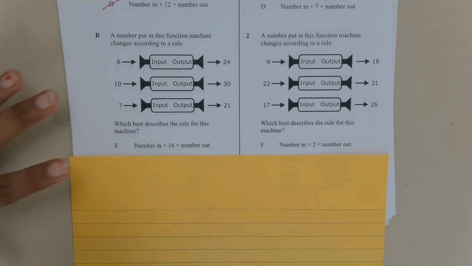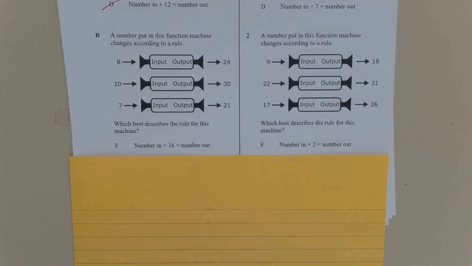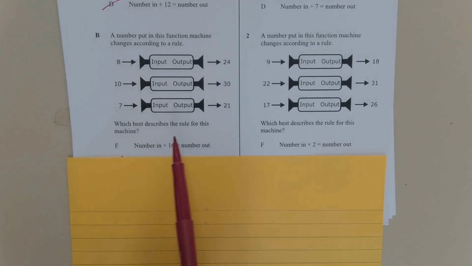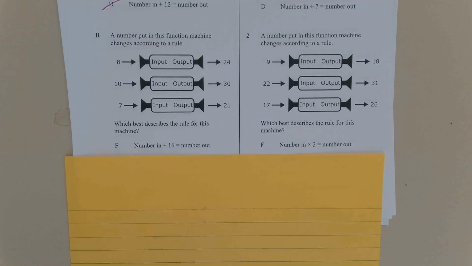So now I'm looking at letter B. It says a number put in this function machine changes according to a rule. Which best describes the rule for this machine? It says F, number in plus 16, number out. So whatever's going in plus 16 will be the number coming out. So let's check all those. This is plus 16, minus 16, and on.